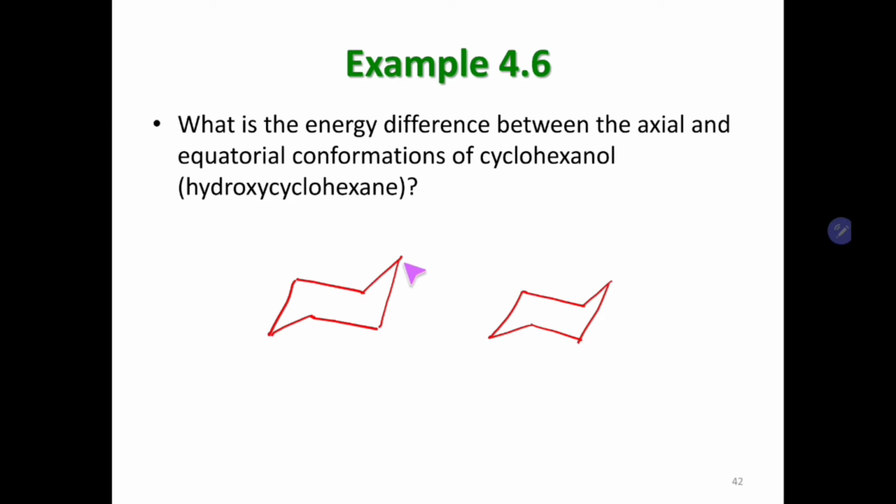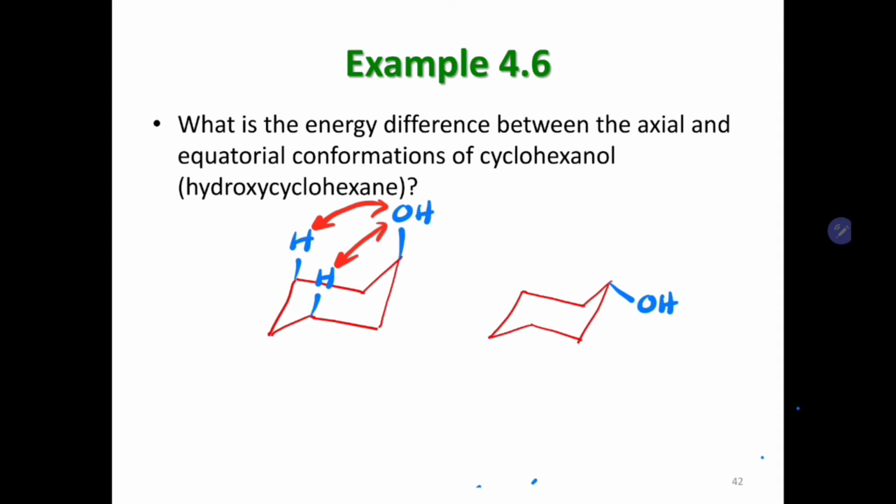So in the first chair conformation, I'm going to put the OH group in the axial position, and in the other conformation, I'm going to put the OH group in the equatorial position. Okay, so when you have an OH group in the axial position, it is going to have 1,3-diaxial interactions with the other 2 axial hydrogens that are pointing upward. Okay, so you're going to have 2 1,3-diaxial interactions.